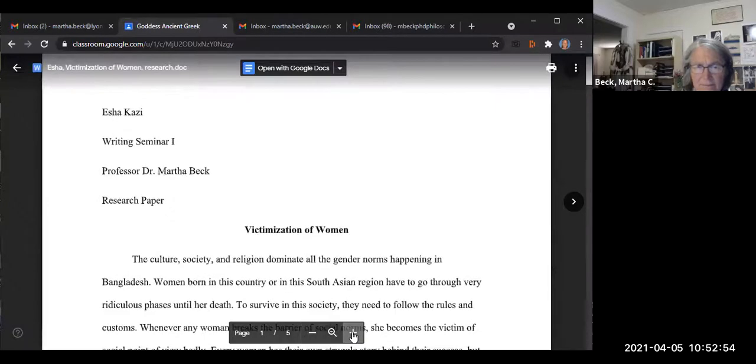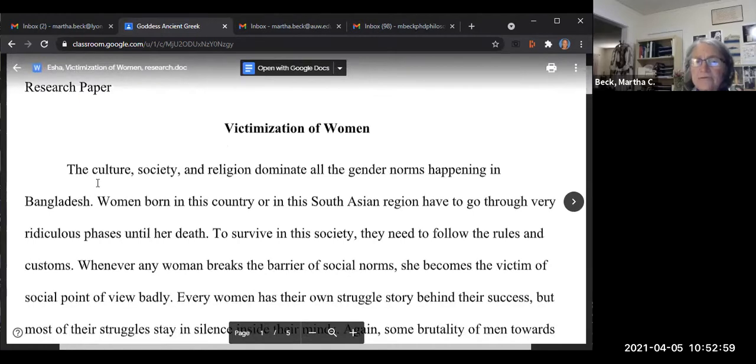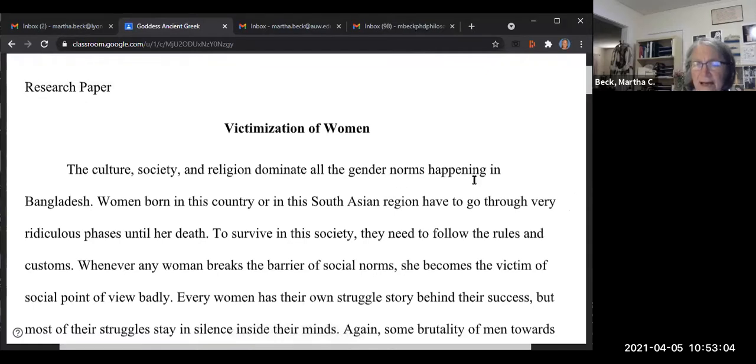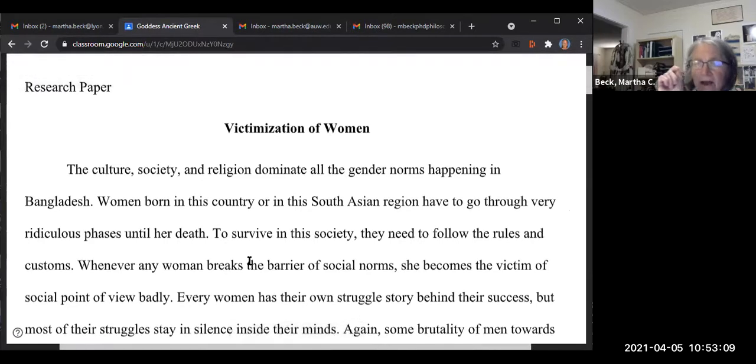Okay. The culture, society, and religion dominate all the gender norms happening in Bangladesh. Okay, so this isn't the way a native English speaking person would say it, right? So you'd say, gender norms in Bangladesh affect all aspects of the culture. That would probably be enough.